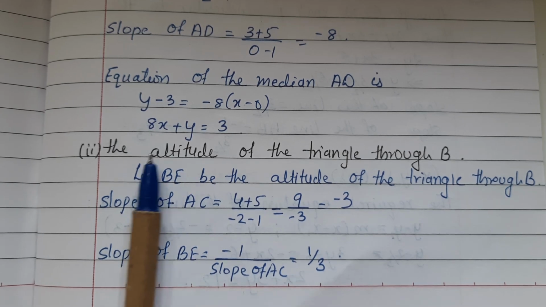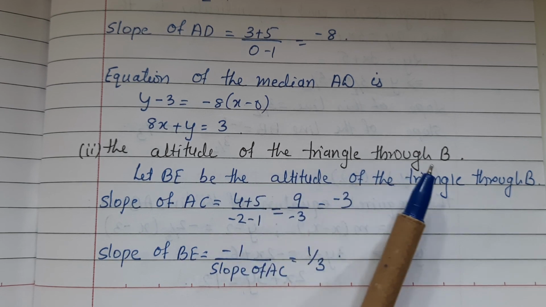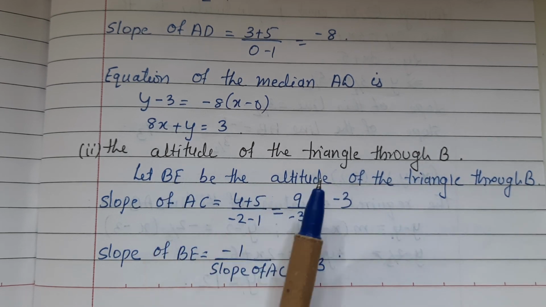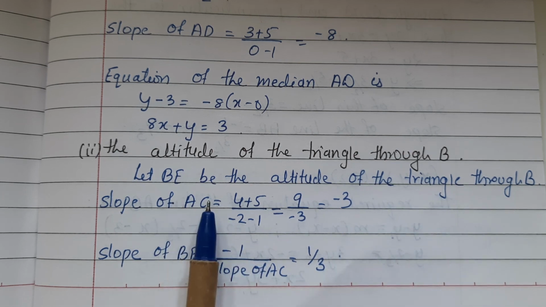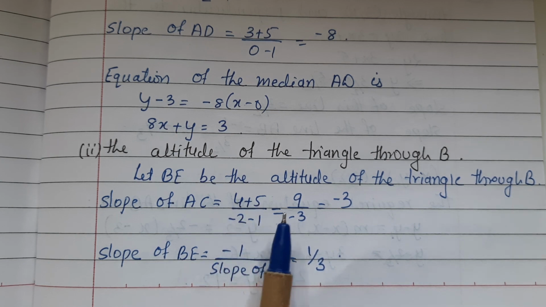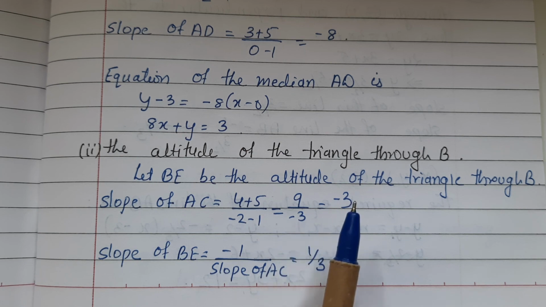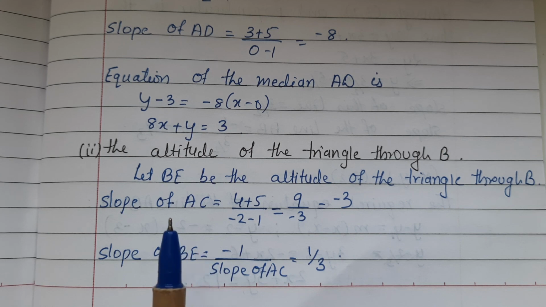Second part, the altitude of the triangle through B. Let BE be the altitude of the triangle through B. Slope of AC equal to (4 + 5)/(-2 - 1) equal to 9/(-3) equal to -3. Since the altitude is perpendicular to AC, slope of BE into slope of AC equal to -1. Therefore, slope of BE equal to -1/(slope of AC) equal to 1/3.